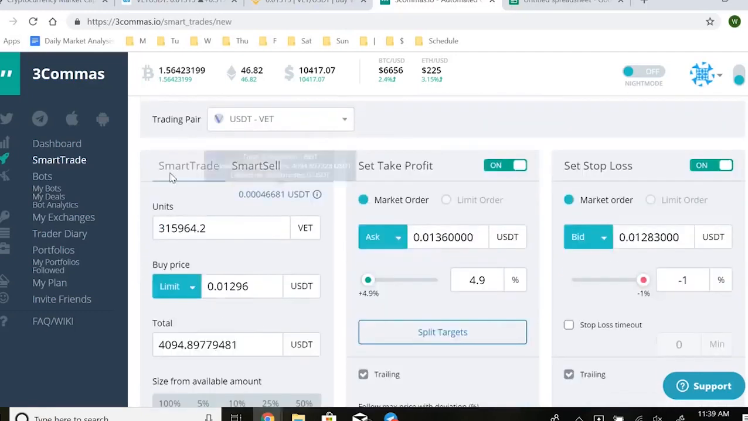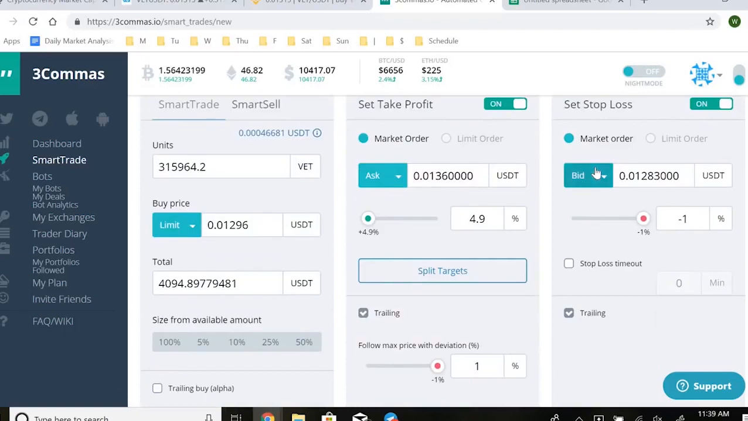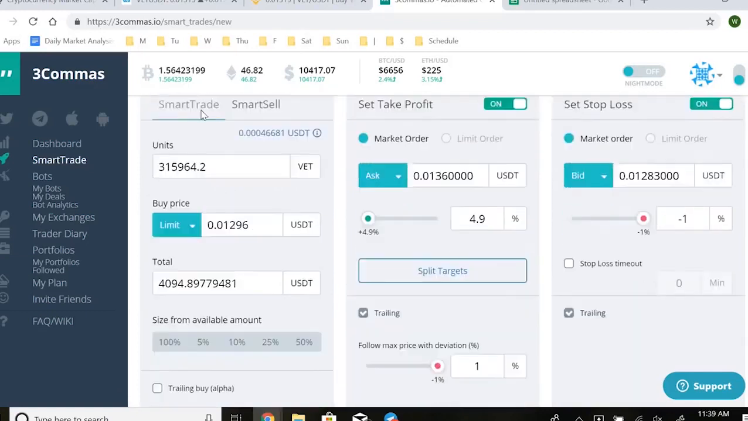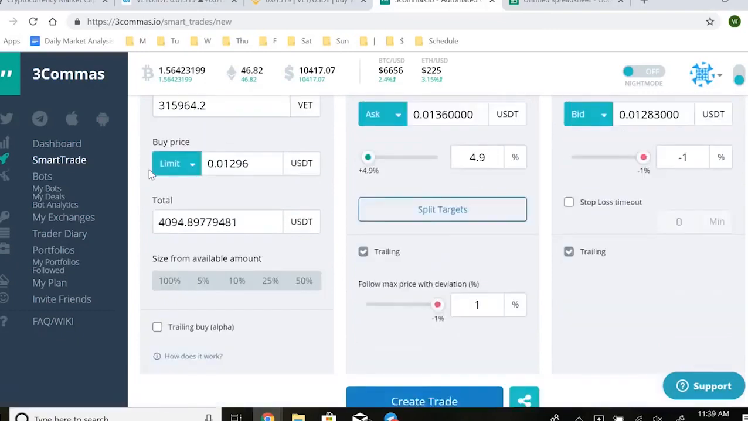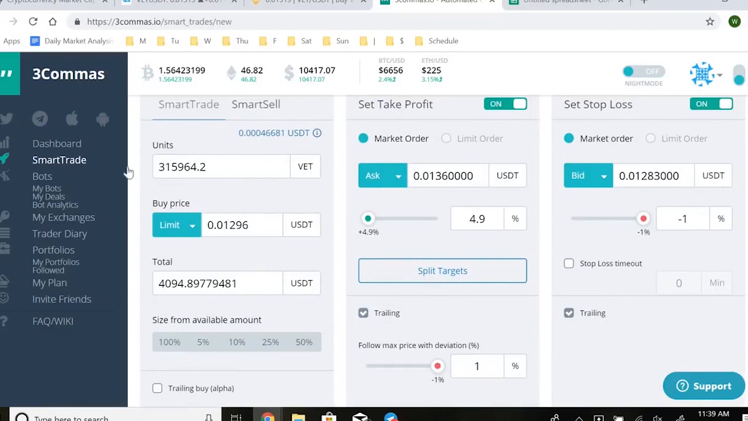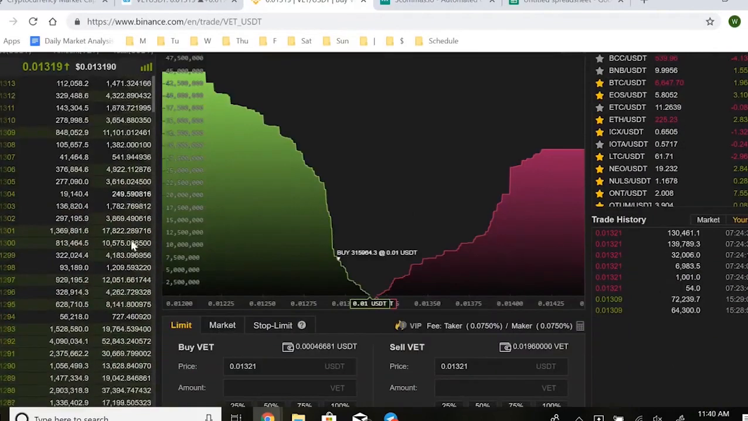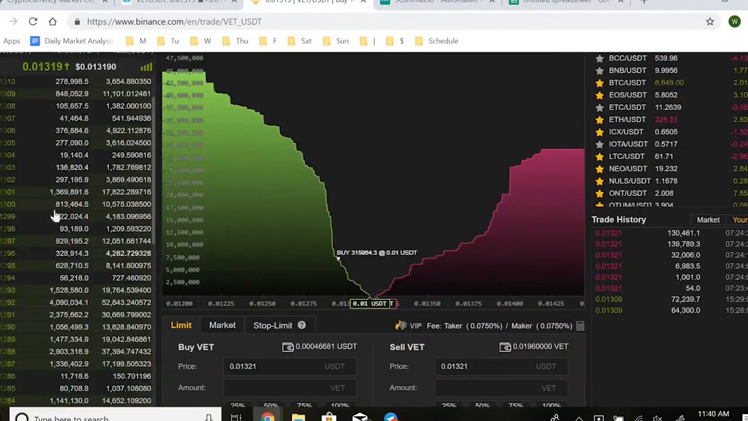And then you come down here to these 3 little panels. So you have smart trade, smart sell, set take profit, and then set stop loss. So starting off with the first column, we're just going to focus on this. Smart trade is basically to buy, and smart sell is to sell. So first off, VET, the amount of units, so the amount of VET tokens, the buy price, so a limit order, I set it at 1296, and again, we identified 1296 because if you come back in here, we've identified 1296 as being a quality buy order.